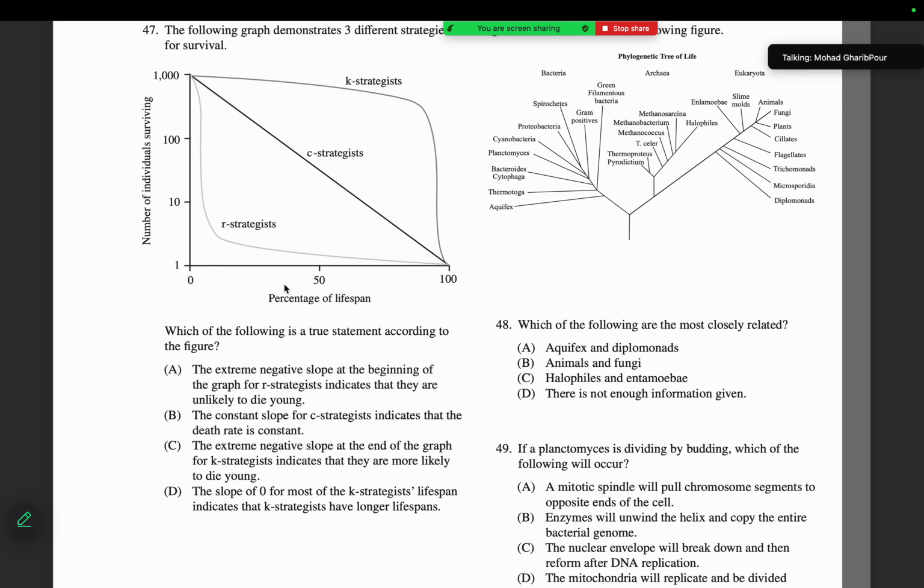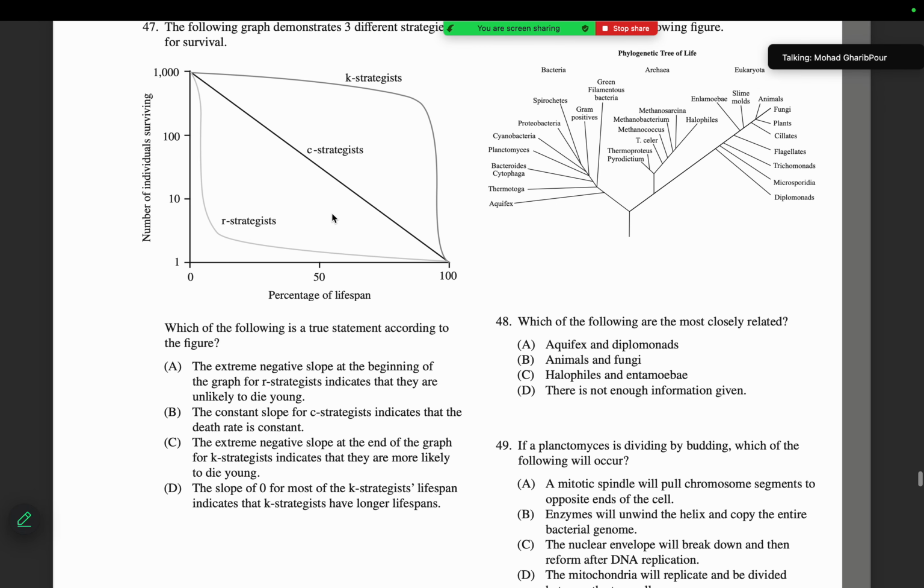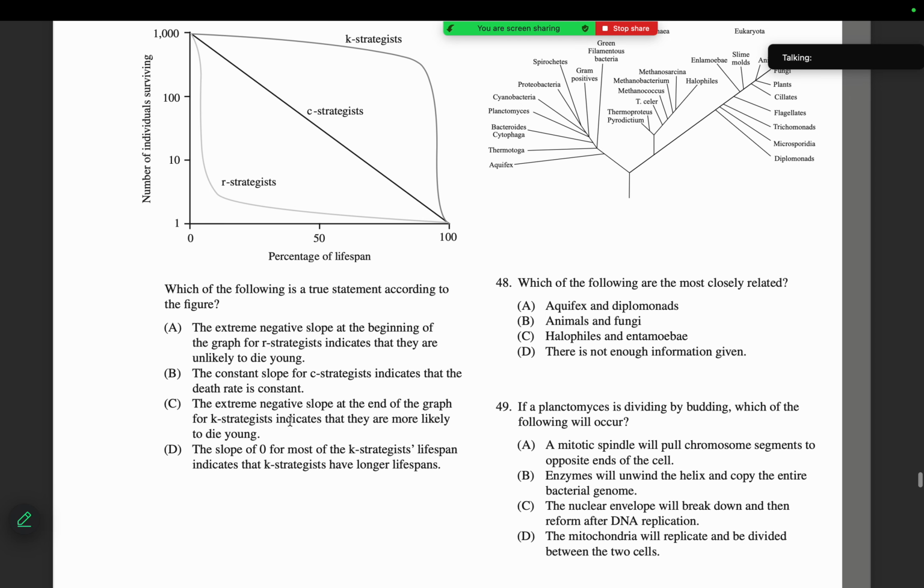B, the constant slope for C strategists indicates that the death rate is constant. Yeah, that's right. I mean, some die early, some die very late, and everything in between. So B is a potential answer. C, the extreme negative slope at the end of the graph for K strategists indicates that they are more likely to die young. No.